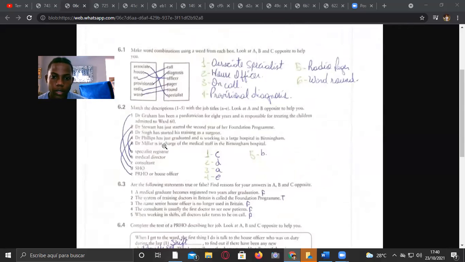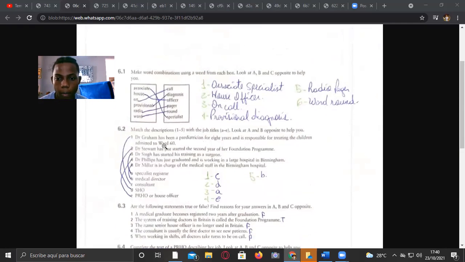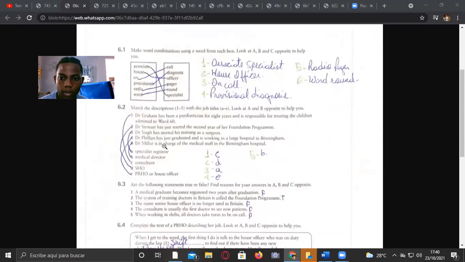Match the descriptions 1 to 5 with the job titles A to E. Look at A and B opposite to help.